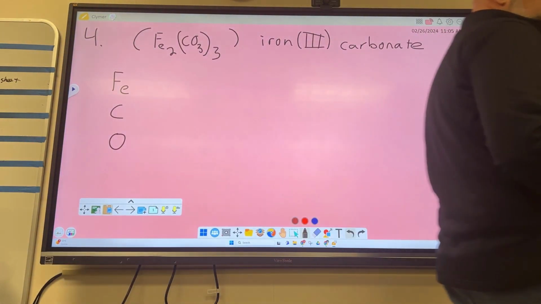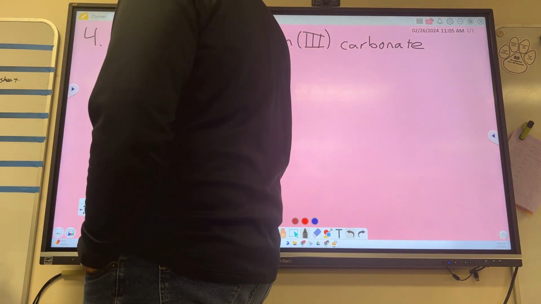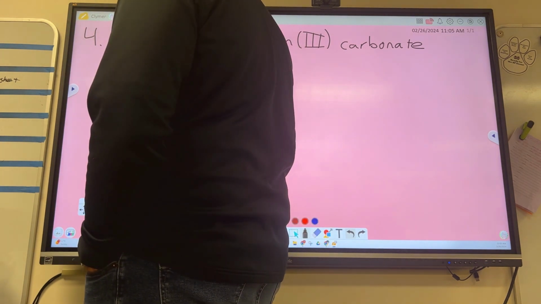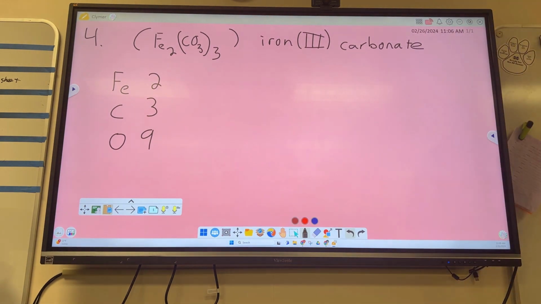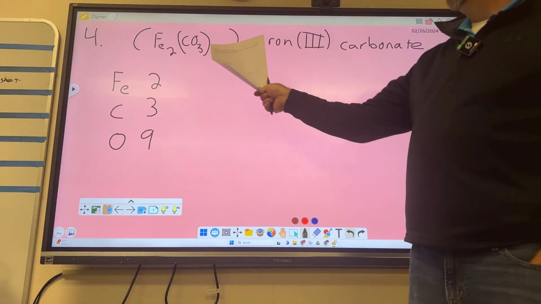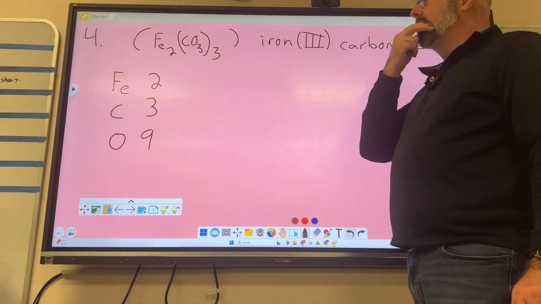Now again, this goes back to, all right guys, stay with me. This step goes back to October, and now we're just counting atoms in a compound. So how many irons? 2. How many carbons? 3. And now how many oxygens? 9. Remember the way this works. This is distributive and multiplicative. So the 3 applies to 3 of the oxygens, that's 9, and then the 3 applies to carbon, that's 3.